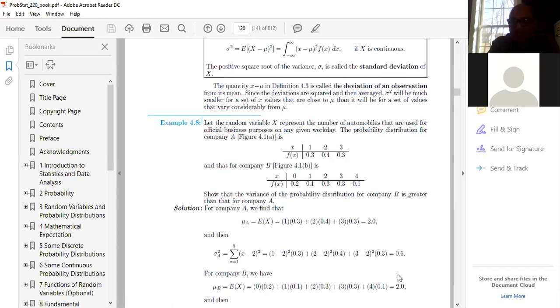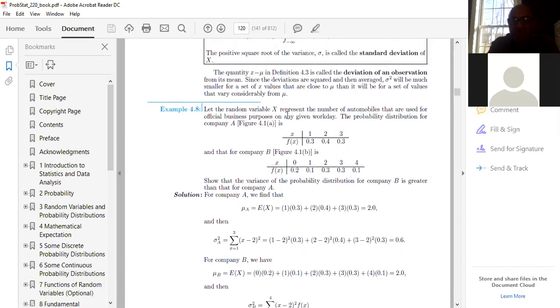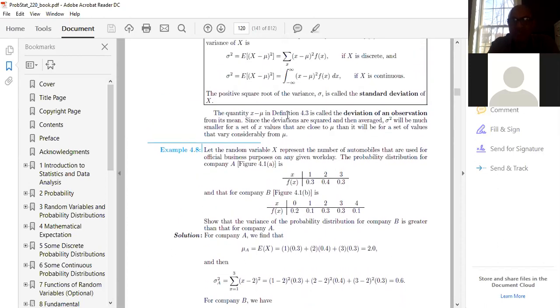Similarly, we can do the same thing for mu of B. First of all, again I need to find the expected value. I multiply x and f(x) and sum, and I get 2 again. Then for sigma B squared, the variance is again the summation of (x minus mu) squared times f(x).